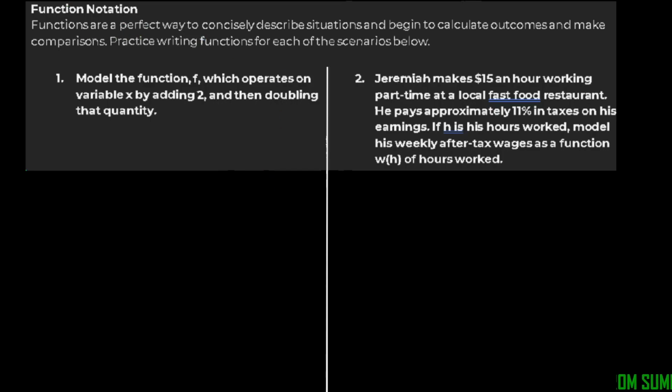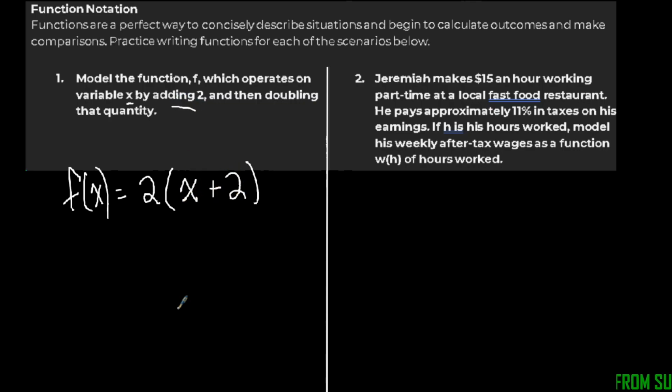So again, I know it starts with f of x because that's going to be my one side, and I have to have something all together, so I'm going to say 2 times the quantity x plus 2 inside of my parentheses. So let me see if that's doing what it's asking. It says model the function f, which operates on the variable x by adding 2 and then doubling the quantity. So again, that double is on the outside for this situation.